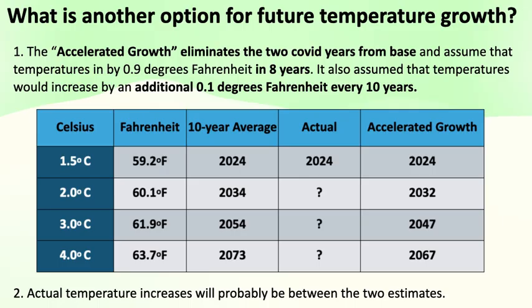Now, if you take a look at the far right-hand corner, one of the other things I asked was, what's an accelerated rate? If you look at the last 10 years, you see we had 2 COVID years in there. If you eliminate the 2 COVID years, we would say we really would have gone up 0.9 of a degree Fahrenheit in 8 years. So I used that for the next 10 years and then assumed every 10 years thereafter we went up 0.1 of a degree Fahrenheit. If we do that, we get accelerated growth that says we'll hit 2 degrees in 2034, 3 in 2047, 4 in 2067. So maybe the truth is somewhere between there, although it's possible that even my accelerated growth rate is too conservative. So what does that mean?